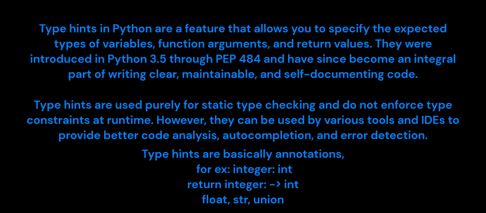Type hints are essentially annotations. For example, integer, int. Return integer, int. Float, str union.